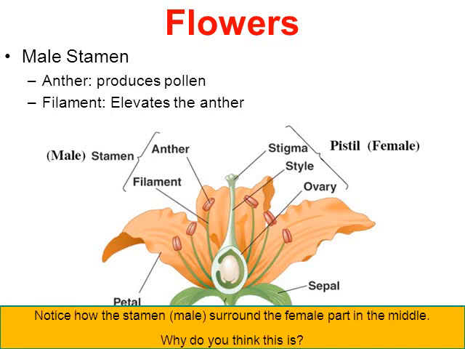Oh, I forgot. Before we go over that, a question here: notice how the stamen, which is the male part, surrounds the female part in the middle. Why do you think this is? Well, I said that a moment ago, is that the male parts kind of are surrounding the female parts because it increases the odds that pollen goes from the male to the female.